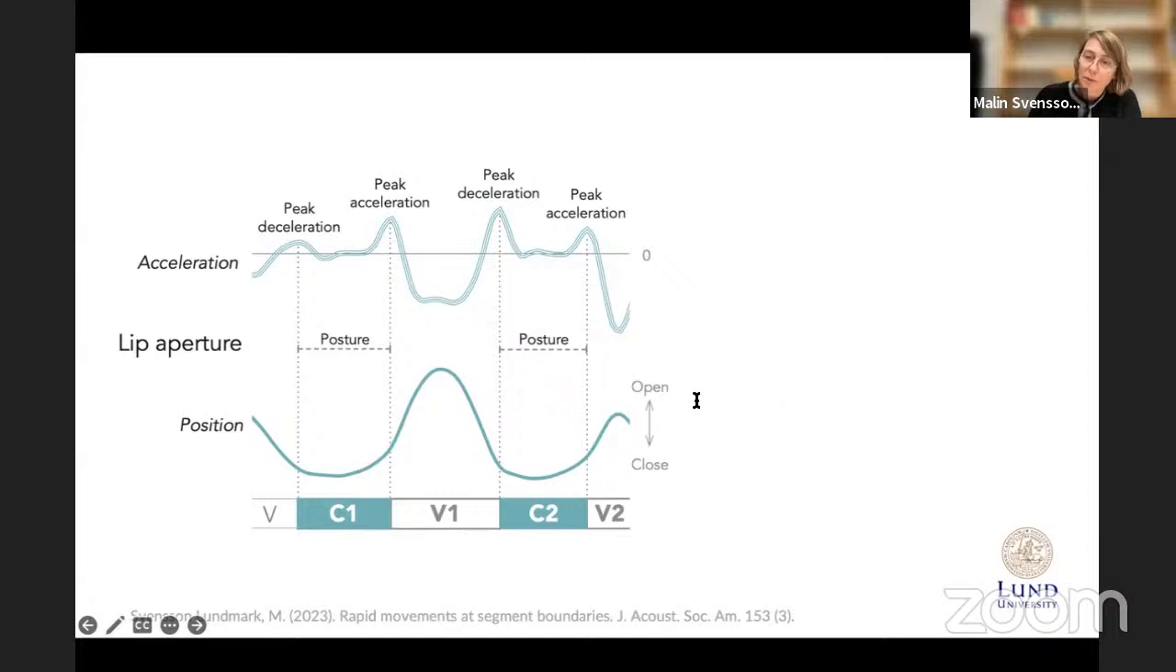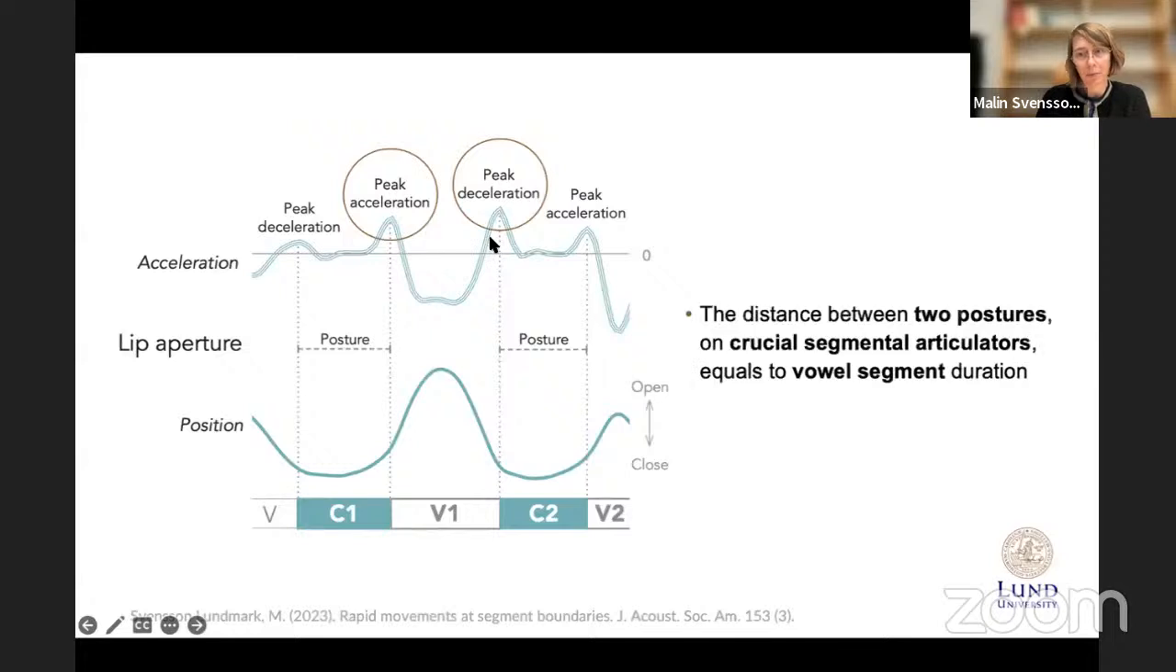And since the acceleration peak marks the offset of C1, while the deceleration peak marks the onset of C2, the vowel segment in between, when we measure it in this traditional way, is really the distance between two postures made by the crucial articulators. So this is another hypothesis to be tested. And what I've done is that I compare this distance to what the tongue is really doing, because the tongue is a crucial articulator for the vowel. So let's look at some tongue acceleration data.